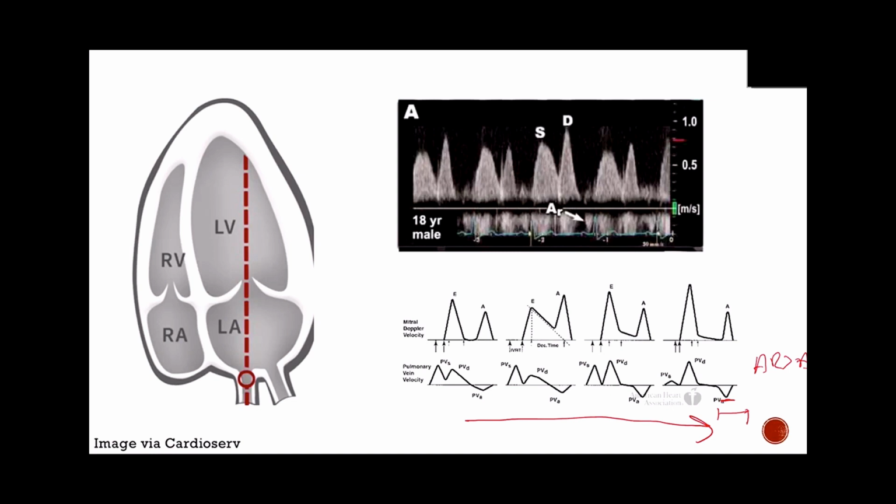If you have a really stiff ventricle, that atrium, even if it's really strong, is not going to be able to push a lot of flow across the mitral valve, and a lot's going to go retrograde. It's going to cause almost like a pulmonic vein regurgitation.